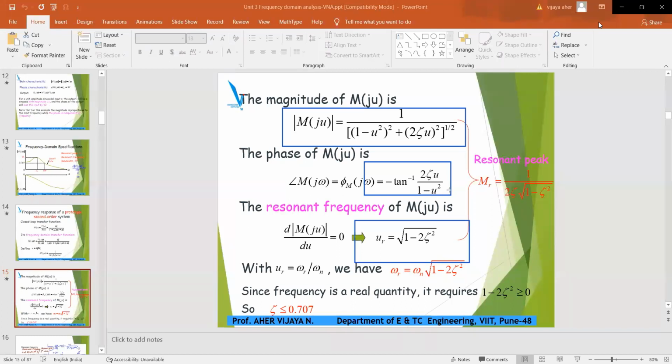The resonant frequency of mju you will get by just taking the derivative of this mju and equating it to 0, simplifying for the normalized resonant frequency ur, which is equal to under root of 1 minus 2 zeta square. So in between, you have to write all the steps in order to get that equation, ur equal to under root of 1 minus 2 zeta square. So students, please do it.